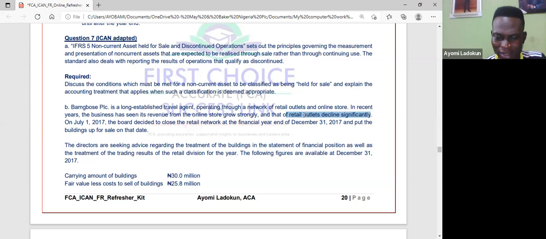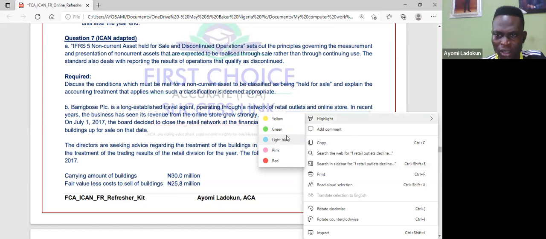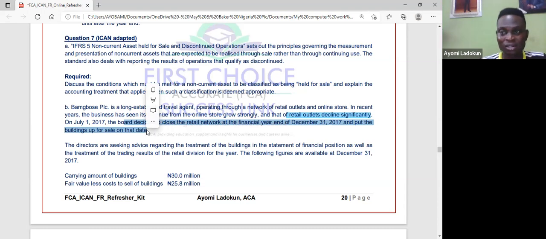Okay, so now the retail outlet is having a serious issue. Because for you to even discontinue an operation, most likely it's generating losses or is not really performing. So let me highlight that. The retail outlet has declined significantly. So on 1st July, the board decided to close the retail network in the financial year and put it up for sale. So they closed our operation and they wanted to sell the building. Did you see? So that means it has been discontinued during the year.